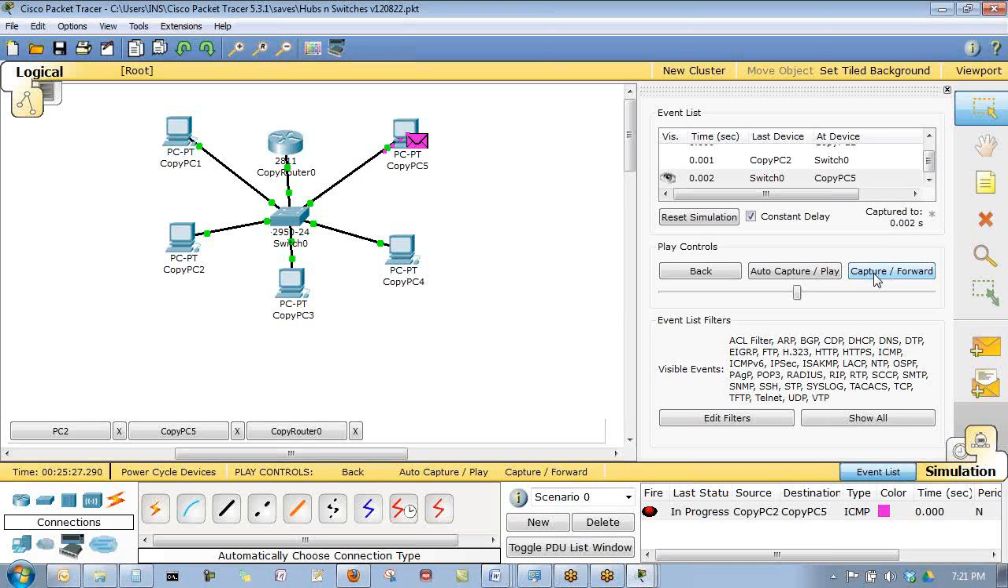Well, that was very interesting. Notice what it did. It went straight to PC5. It went straight to PC5.